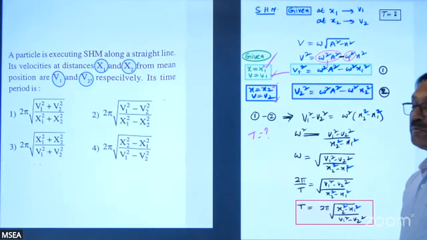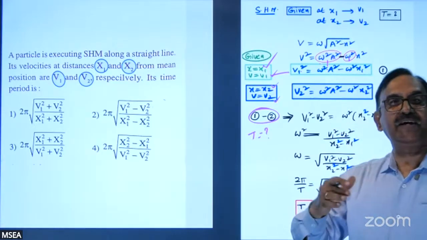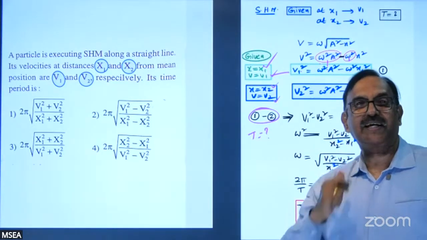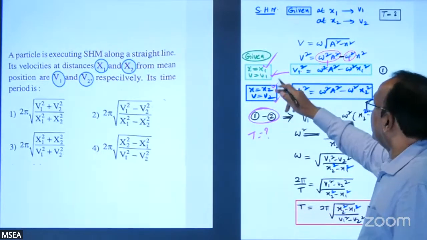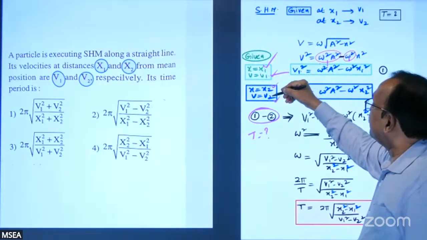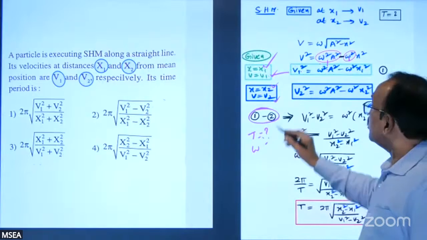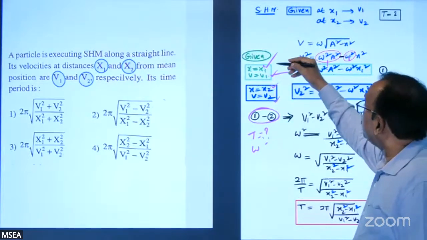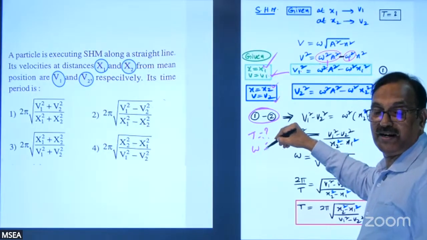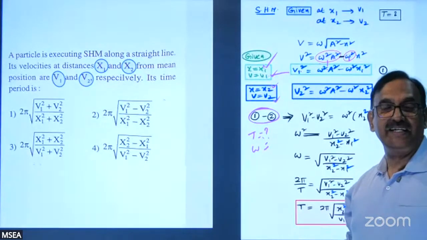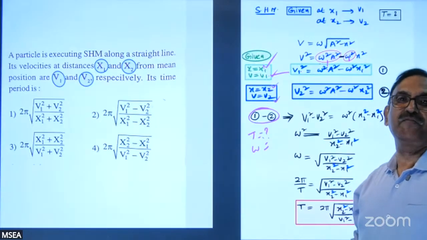Now, how do we get the idea that we have to do 1 minus 2? Sometimes we divide, sometimes we subtract. What is the simple logic behind it? In the question, x1, v1, x2, v2 are given, and we want the time period. Time period means omega; omega is 2 pi by time period. So we are interested in x1, x2, v1, v2 and omega. But we don't want amplitude A, so we have to get rid of the amplitude.